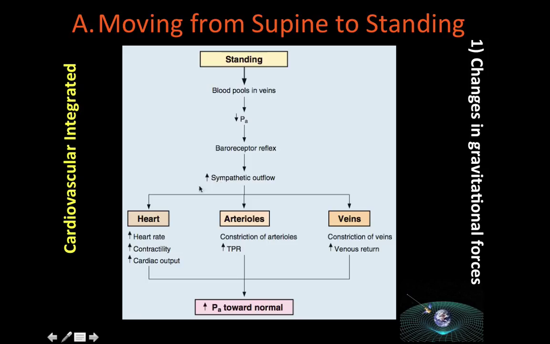How does it do that? The heart increases heart rate, increases contractility, and increases cardiac output. In the arterioles, we have constriction of arterioles, and we also have constriction of veins. When we constrict arterioles, we have an increase in total peripheral resistance, and with constriction of veins, we have an increase in venous return. All of that hopefully will return the arterial blood pressure to normal.